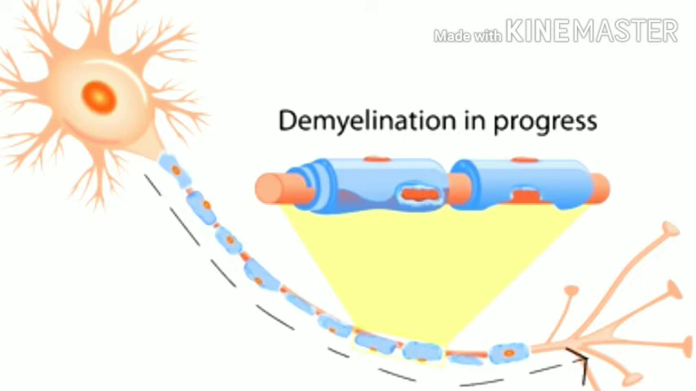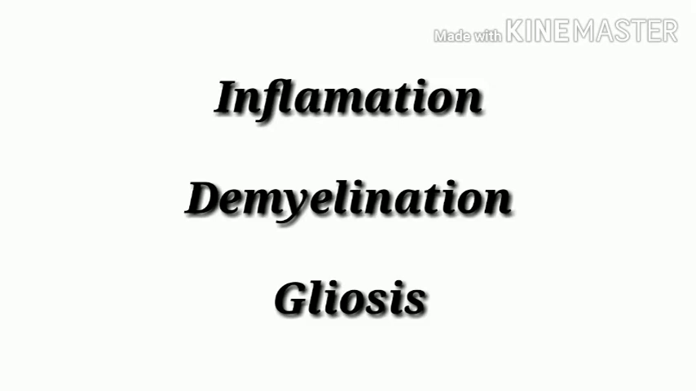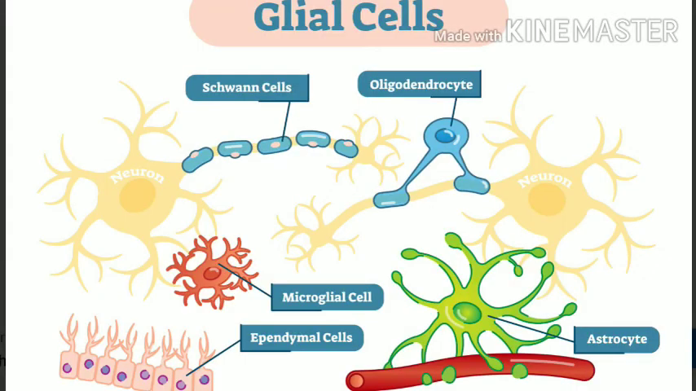There will be some characteristic features in multiple sclerosis due to myelin sheath loss. These pathological features are inflammation, demyelination and gliosis. As you know, the inflammation is due to the autoimmune disorder. There will be inflammatory cell infiltrate, so inflammation may occur. Then demyelination, and the other feature is gliosis.